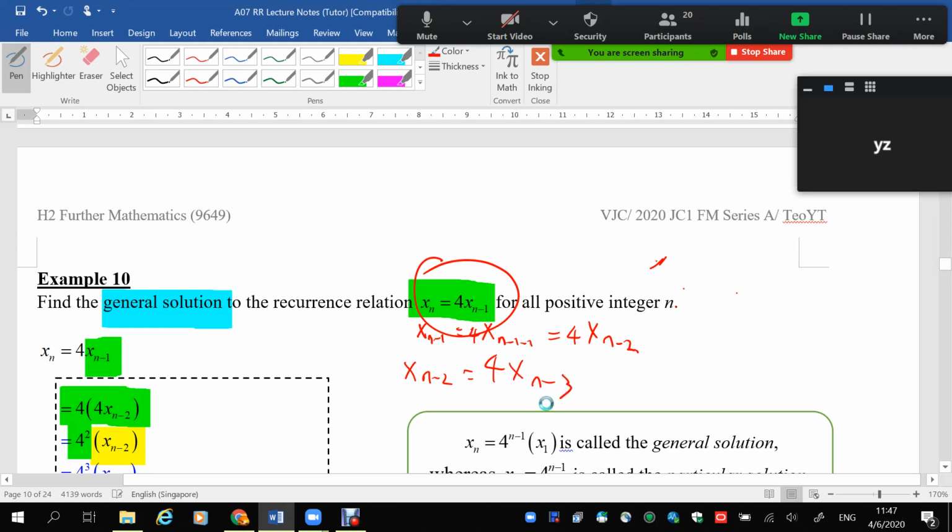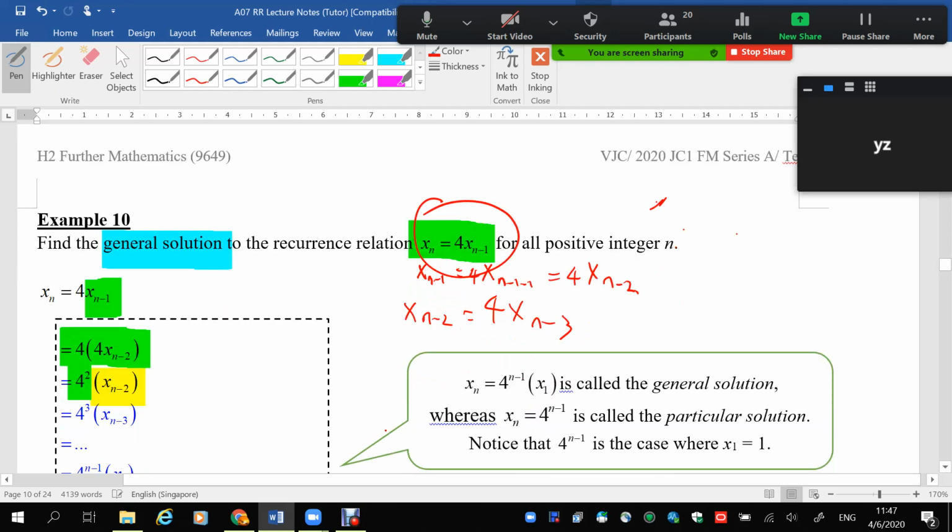Can you understand so far? I'm going down the line. So this will become this whole section in blue. Basically I can go down the line. I can go on and on and on until the last term. So where is the last term?